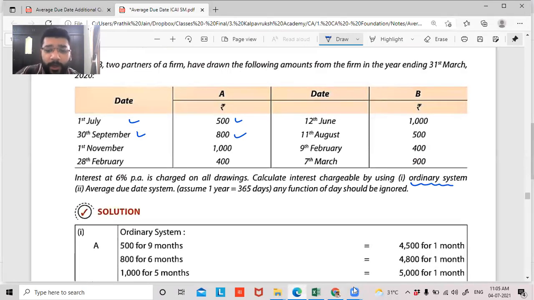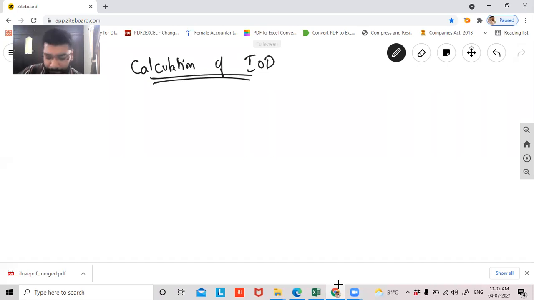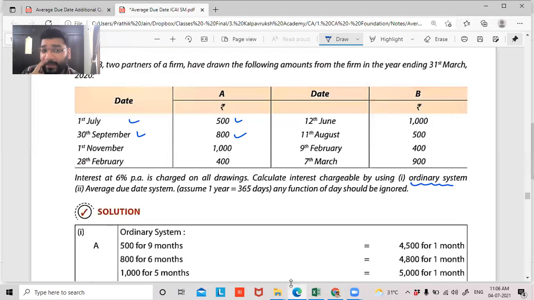For A. So, guys, what will be the format? What will be the first column? Date of withdrawal. Date, then number of months left. What is the format we learned in the partnership chapter? Date followed by amount. Then number of months.